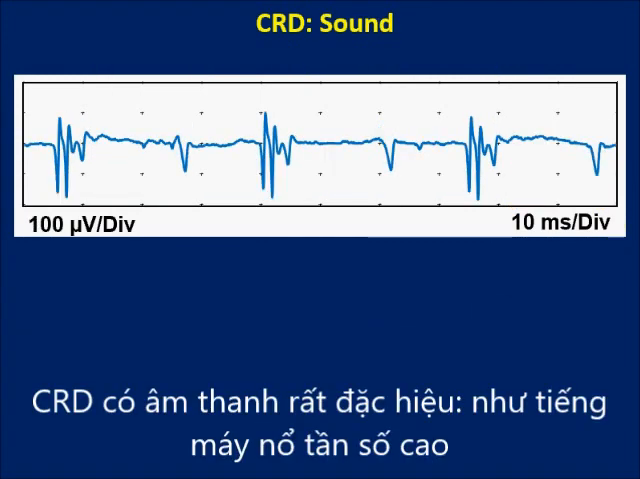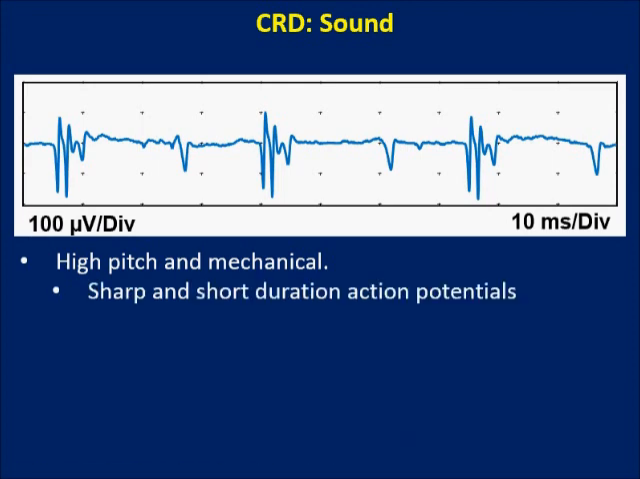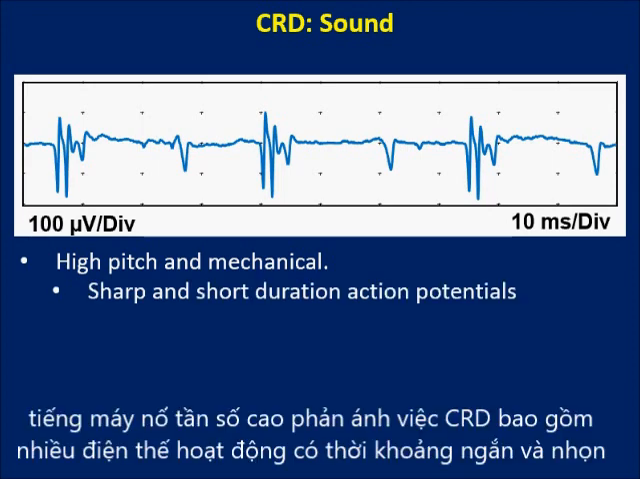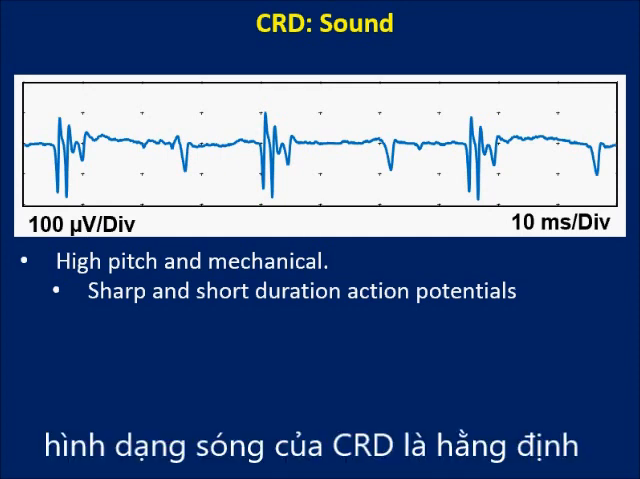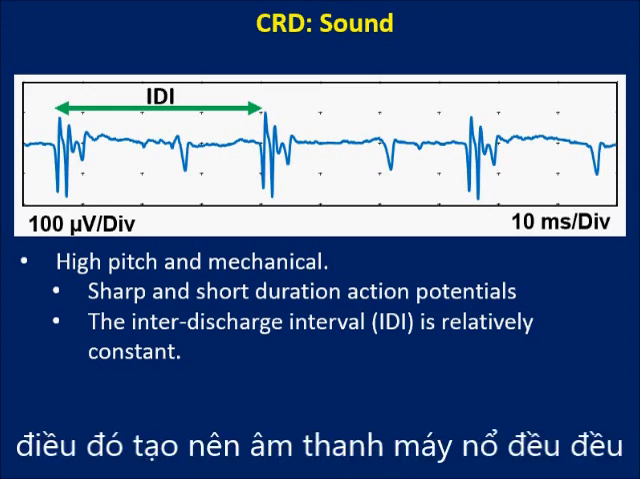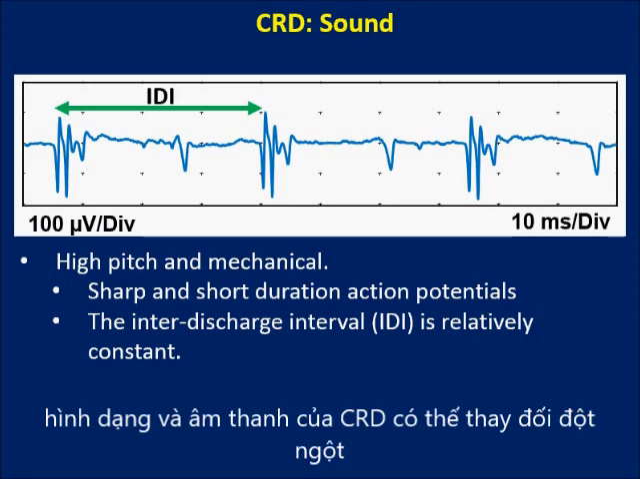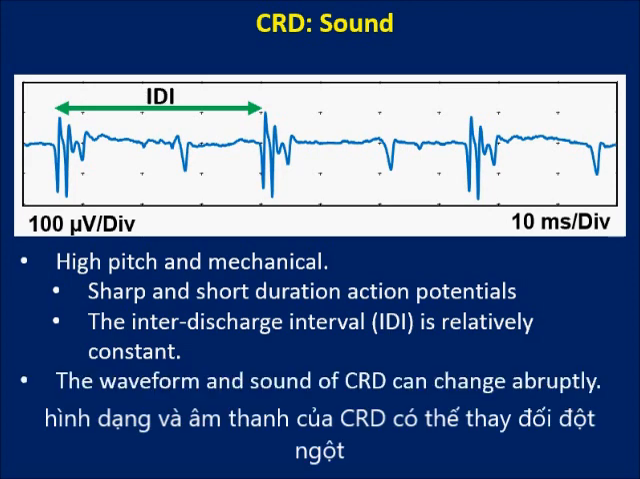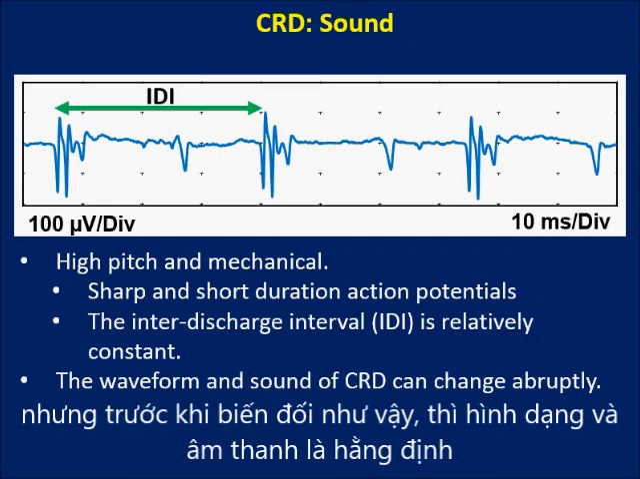The CRD has a very characteristic high pitch and mechanical sound. The high pitch reflects many sharp and short duration action potentials in the signal. The configuration of the waveform is quite stable. The inter-discharge interval is relatively constant. This explains the static and mechanical sound. The waveform and sound of CRD can change abruptly. Between these sudden changes, the waveform and sound remain relatively constant.